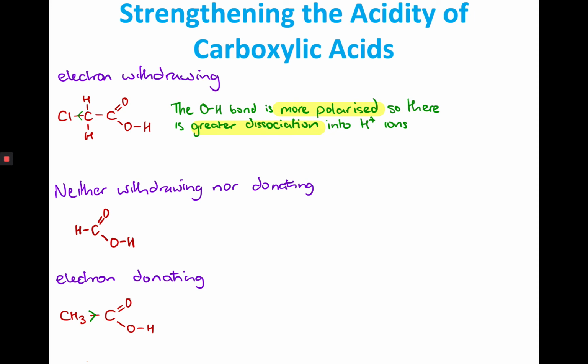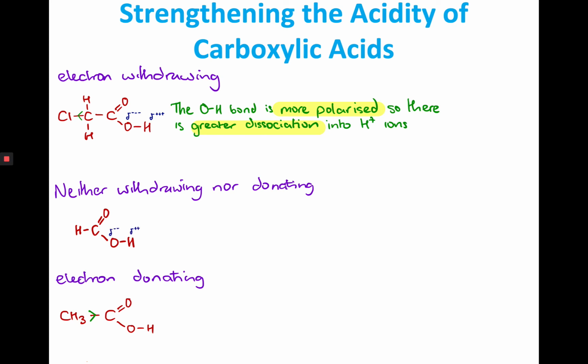By having that electron withdrawing group, the consequence is that the OH bond becomes more polarized. Remember, these are relative to each other. Whilst we only ever write delta plus, delta minus, because I want to make a comparison, I'm going to refer to the difference in partial charges here as delta minus minus minus and delta plus plus plus. So we've got a more polarized OH bond, and so it's going to be easier to break. There's going to be greater dissociation.